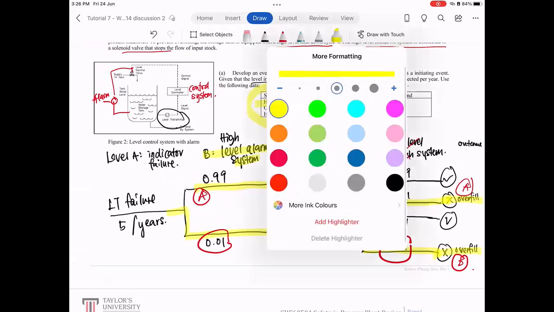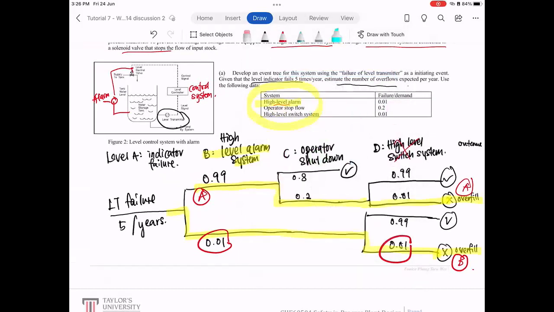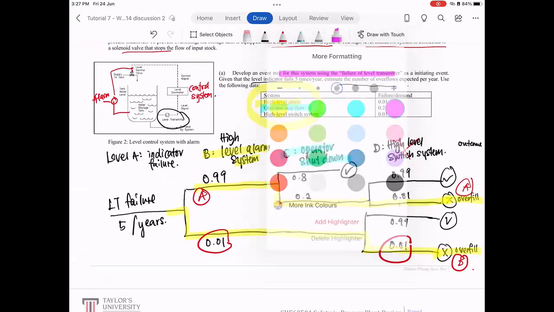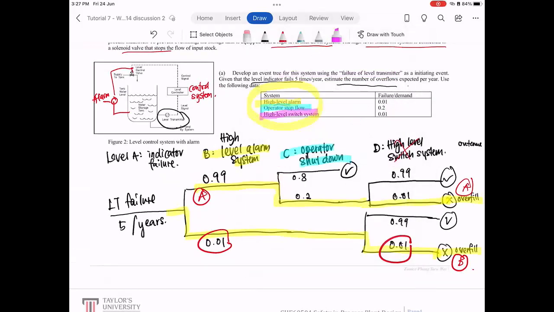Then let me change color. Okay, operator stop flow, the second one. So you just follow exactly the sequence, and put in the numbers so that you can calculate the probability.